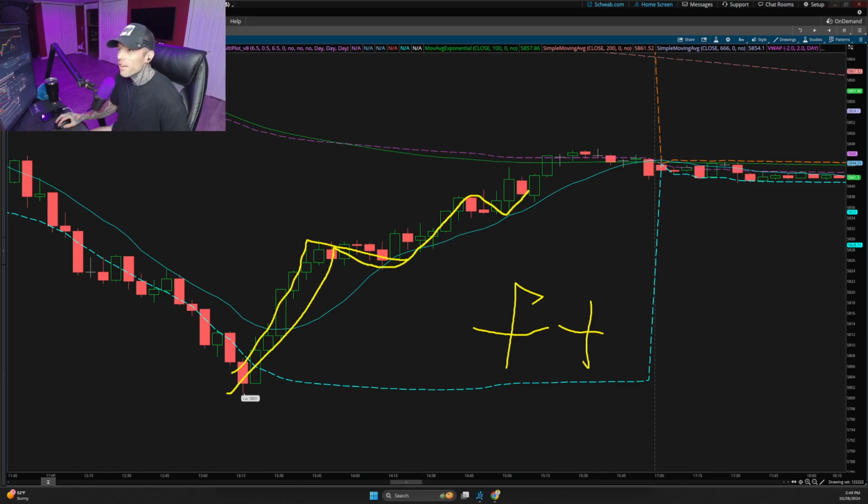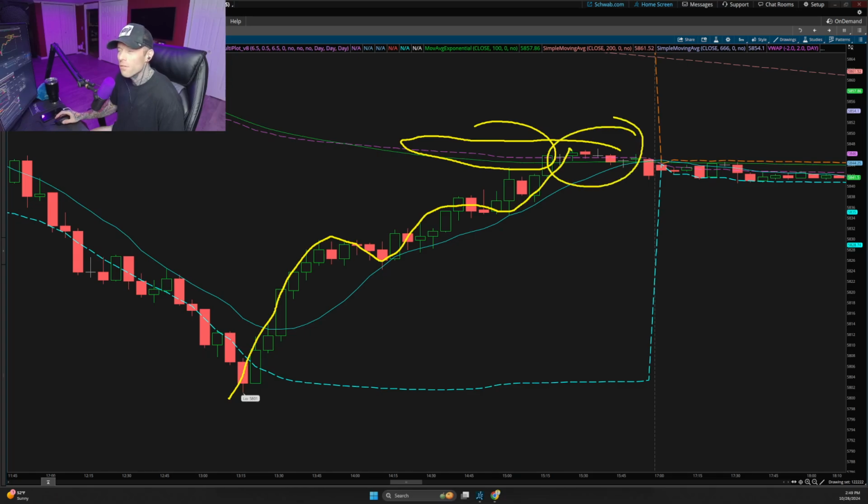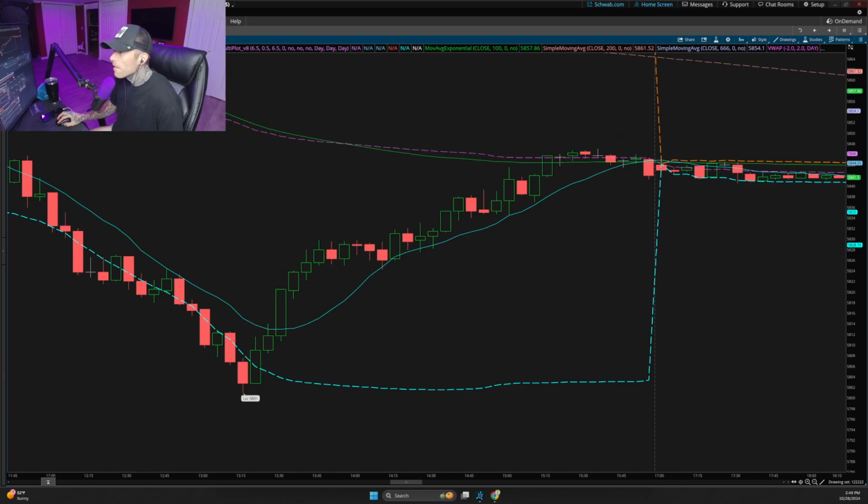And now as long as that 10 SMA holds, you hold until another opposing force comes at you, which would be the VWAP and the 100 EMA. So you have an opportunity to ride the 10 to another moving average like the 10 or the 100, right? Let's look at it at 1 minute.